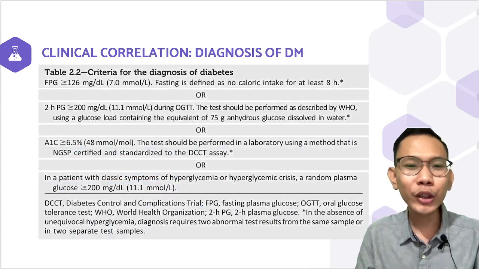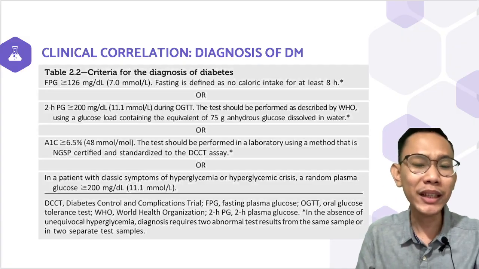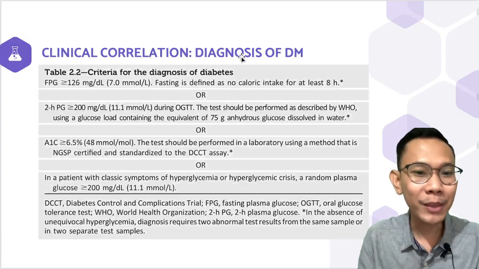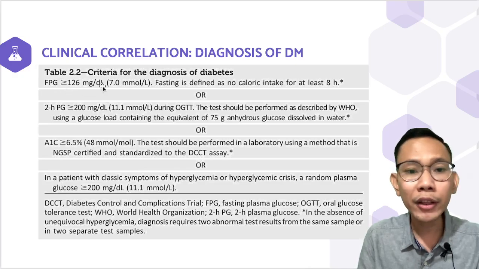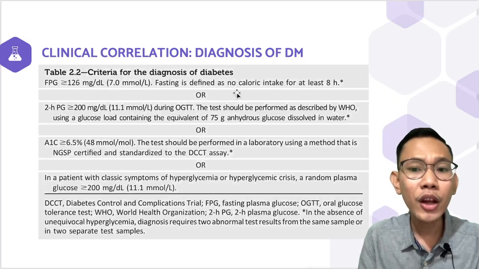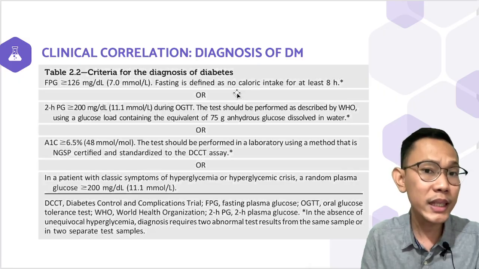Now, let's proceed to how we diagnose diabetes mellitus. So, this is now the criteria for diagnosing your diabetes: fasting glucose, 2 hours postprandial glucose, or your HbA1c. Again, the value for fasting should be equal to or greater than 126. Fasting is defined as no caloric intake for at least 8 hours.